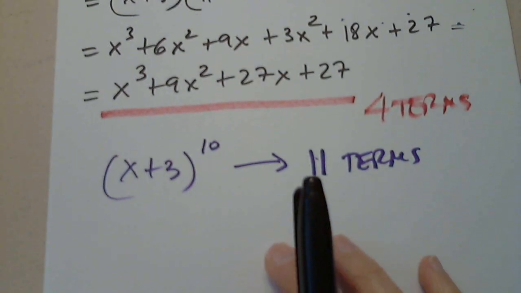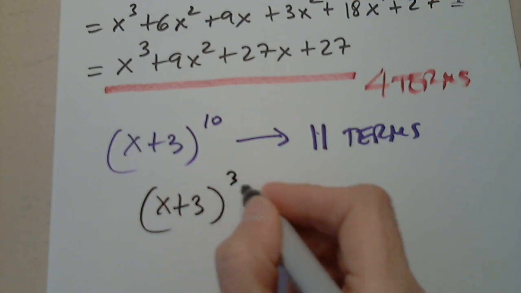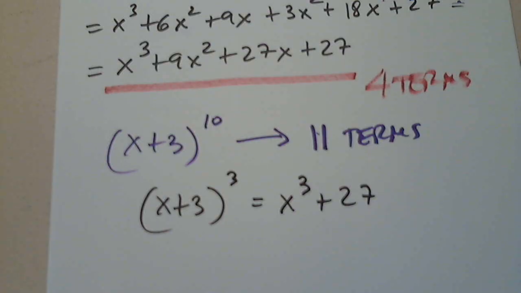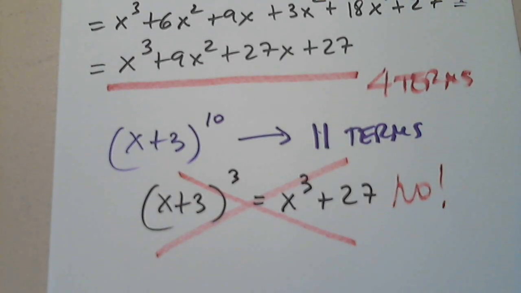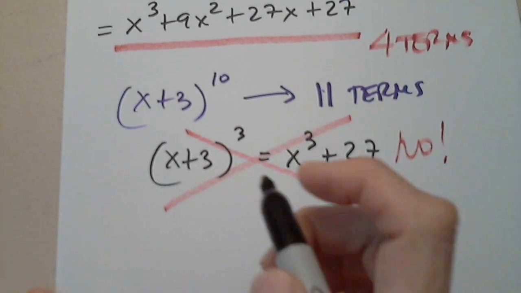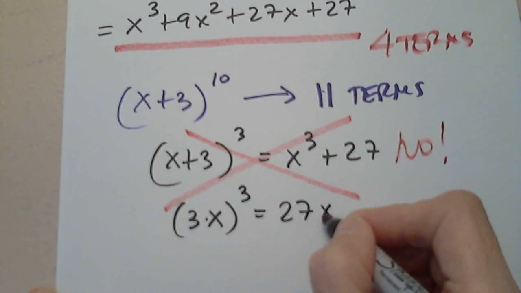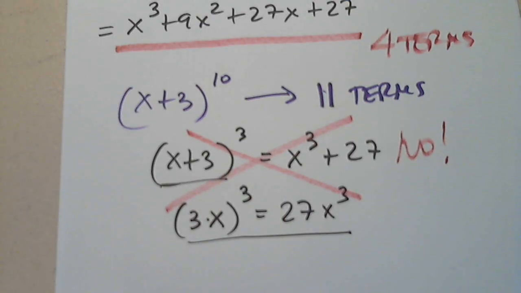And again, allow me to say that this will be an absolute terrible mistake, to write x to the third plus 27. This is a terrible mistake. Never, never, ever. Do not confuse the binomial to some power with 3 times x to the third power, which is indeed 27x cubed. That is an exponential rule, but this is not an exponential rule because these are terms, not factors.